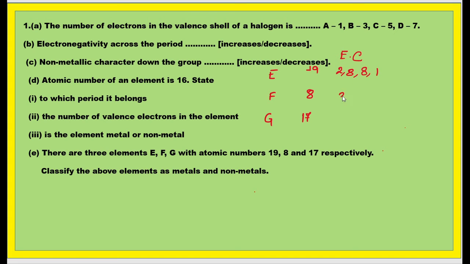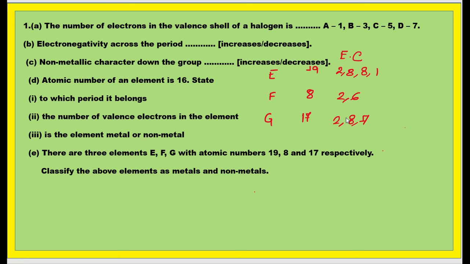2, 8, 8, 1; 2, 6; 2, 8, 7. This is the electronic configuration. By now you should be able to write the electronic configuration for at least up to 20 elements. Practice them. Now, classify them as metal and non-metal.